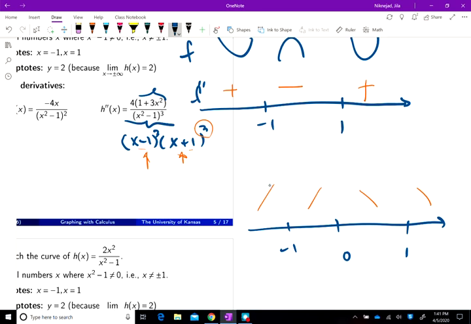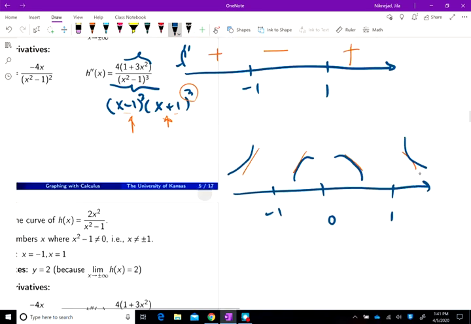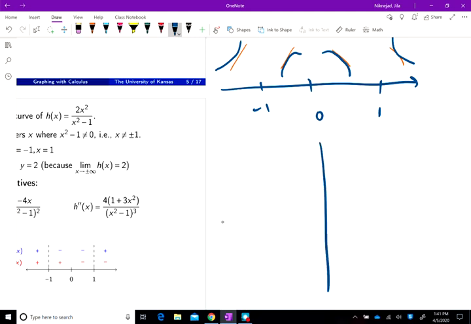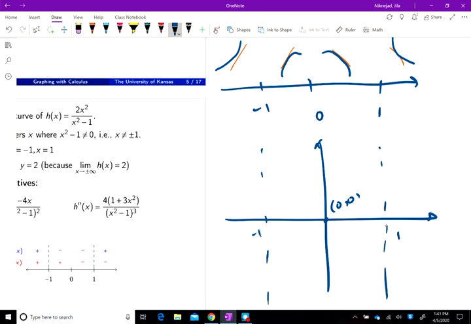This one is concave up before -1, so I get this piece. Between -1 and 1, it's concave down, so I get this piece, and after 1, it looks like that. Now I can put everything together. We knew that (0, 0) was a local max. Then there are -1 and 1, which are the vertical asymptotes, and I have a horizontal asymptote, y equal to 2.